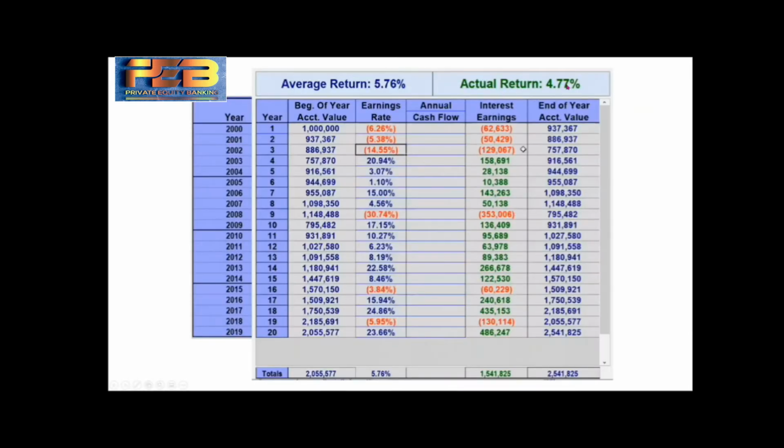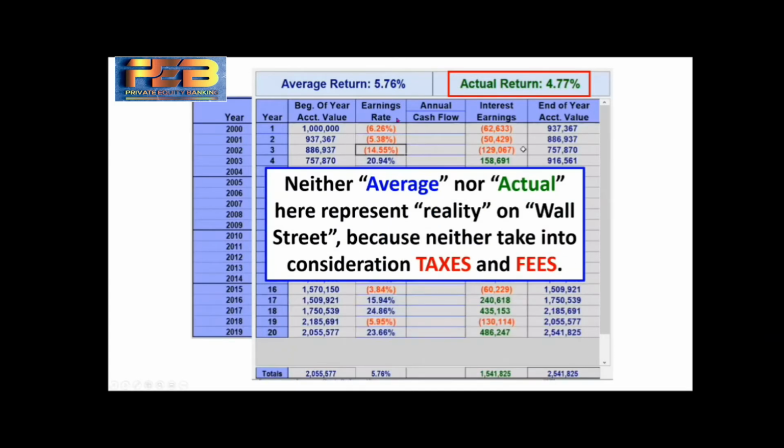To look at an actual rate of return, we have to put money in there. So I'm going to pretend that we started with $1 million in the year 2000. Right there, okay? And that year it earned a negative 6.26. And we can watch that go all the way through. The actual return over 20 years is not 5.76 that we're told the Dow Jones made, but instead 4.77.